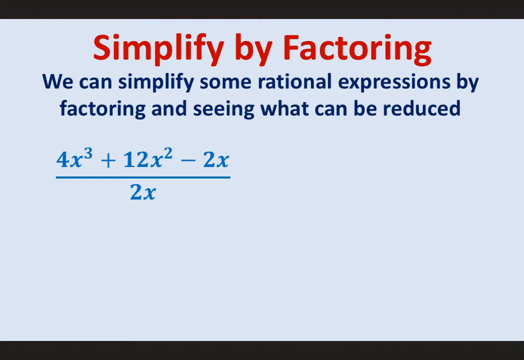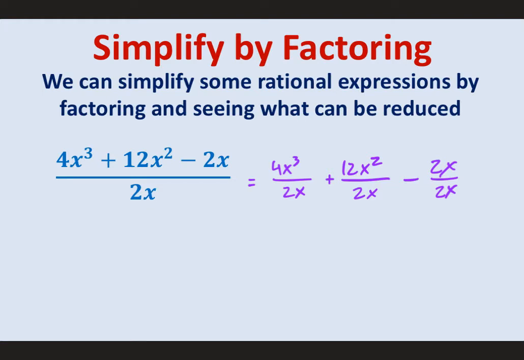So for example, 4x cubed over 2x, we can break this apart into three different division problems: 4x cubed over 2x plus 12x squared over 2x minus 2x over 2x. Really what we're doing is distributing that division to all three pieces here. We'll simplify them each separately.